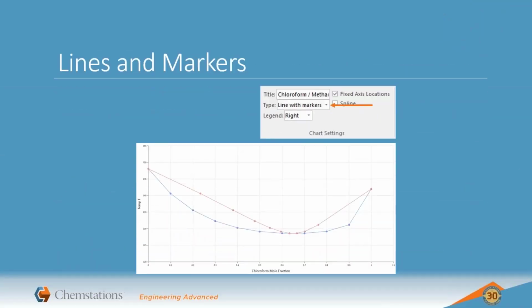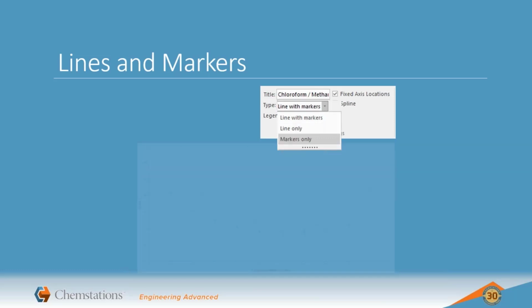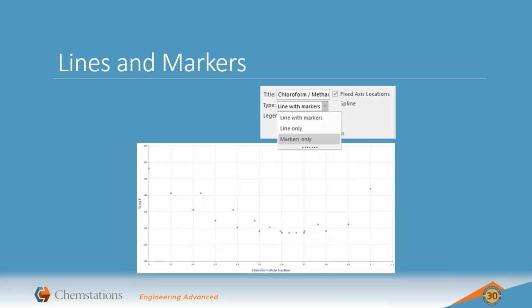When it comes to settings that apply to the chart as a whole, charts are typically generated with markers connected by straight lines. Using the type dropdown in the chart settings group, we can hide the markers and display the line only, or hide the lines and display the markers only.